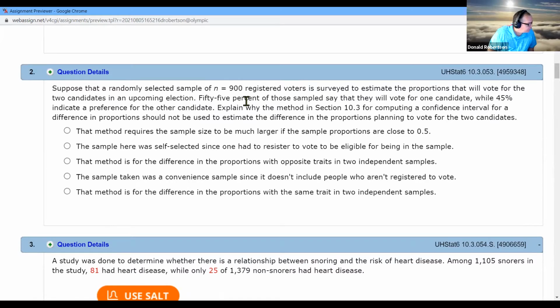Suppose a randomly selected sample of 900 registered voters is surveyed and 45% of them voted for one candidate and the other 55% voted for the second candidate. Why can't we use that set of data to find the difference between the two candidates? So you only ask 900 voters and a certain number of them says, I'm going for the first candidate, and the other said, nope, I'm voting for the other candidate. Why can't you put those two things together and calculate a difference between the two as a proportion? What is wrong with that story?